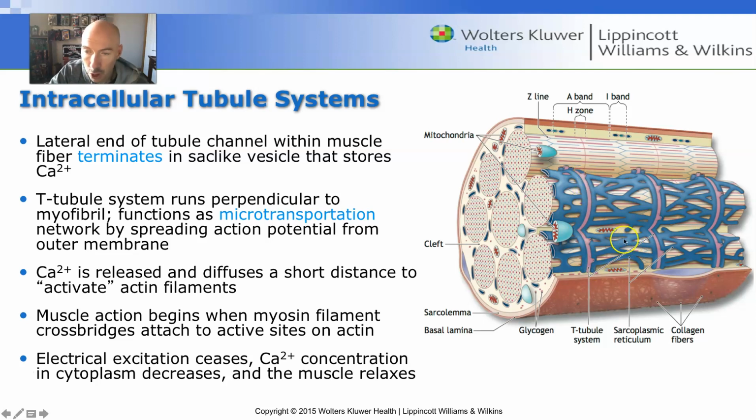But then, it's stored in the sarcoplasmic reticulum. And when muscle contraction is imminent, the calcium is released from these things here called the T-tubules. So the T-tubules sort of make the boundaries for the sarcoplasmic reticulum. And again, that's going to allow for widespread delivery of calcium when muscle contraction needs to occur. We'll get into that in a little bit more detail here in just a little bit.